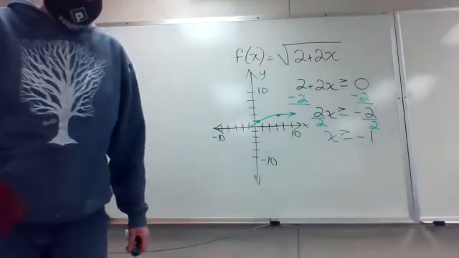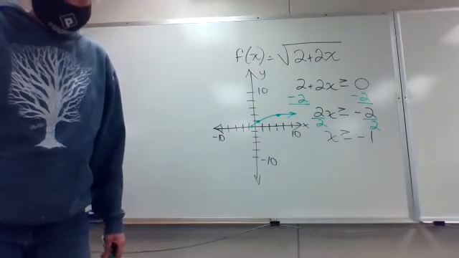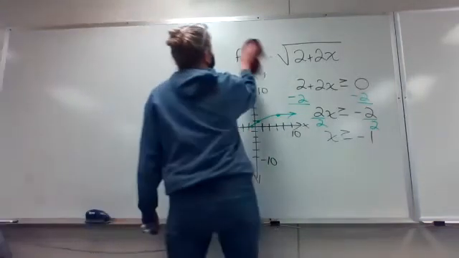All right, last one, g of x equals the square root of 8x minus 8.